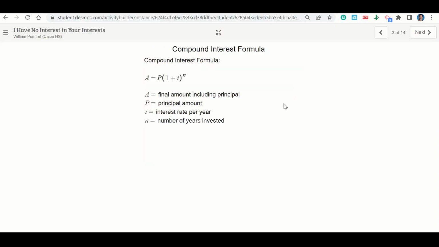Now here's the formula for compound interest. So the compound interest formula is A equals P times 1 plus i to the n. Now A is the final amount including the principal, so that means the total amount of money that you end up with. P is the principal amount, which means how much money you put into the account originally. i is the interest rate, which means how much money you're getting in return. And n is the number of years invested, so how long you left your money in the bank.